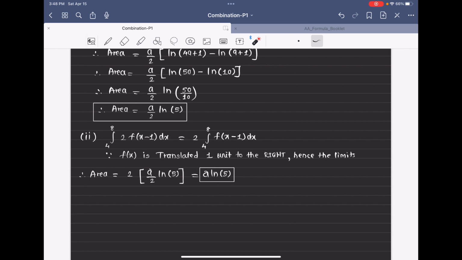Therefore we just say that since f of x is translated 1 unit to the right, the limits now, instead of 3 to 7, become 4 to 8. I am taking 2 outside. So 2 times the integration from 4 to 8 of f of x minus 1 is the same as 2 times the integration from 3 to 7 of f of x. So the integration from 3 to 7 of f of x dx, we got the answer a by 2 ln 5. The same thing will happen over here, a by 2 ln 5, multiplied by 2, the 2 and 2 get cancelled, becomes a ln 5. That is my answer. Thank you.